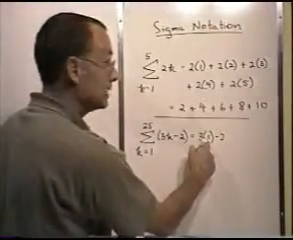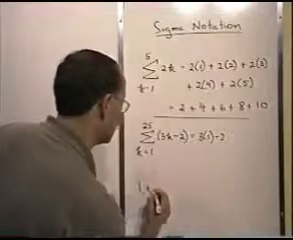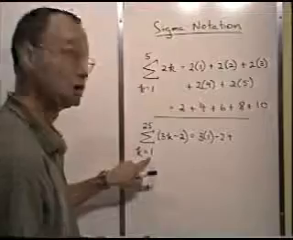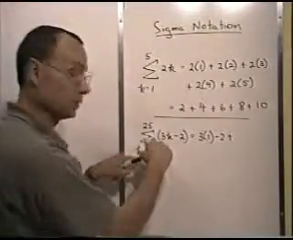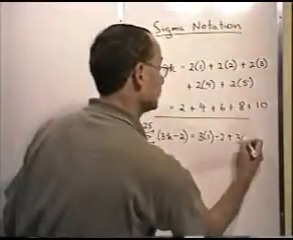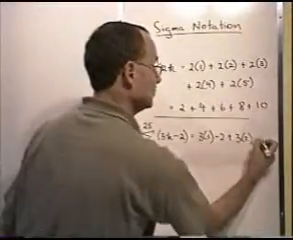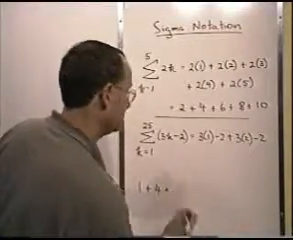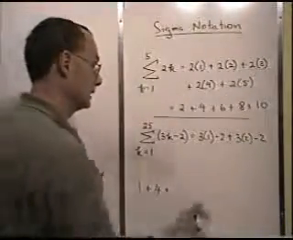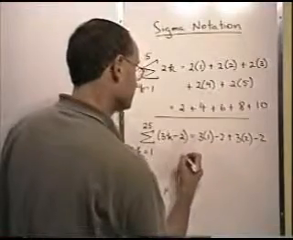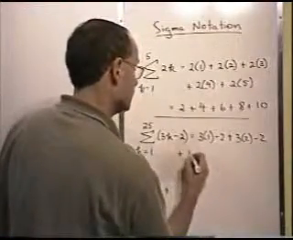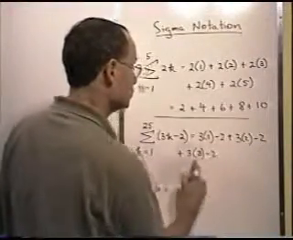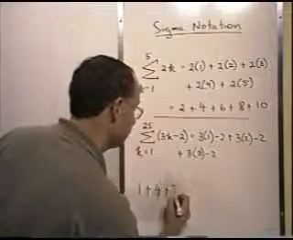3 times 1 is 3, minus 2 is 1, plus, the second term is going to be 3 times 2, so it goes up by 1. So 3 times 2 minus 2. So we have 6 minus 2, so I have a 4. Plus, and I could continue along like this, and I'll do a couple more here. So plus 3 times, and the next value for k is 3, minus 2. So we're going to get 9 minus 2, or 7.